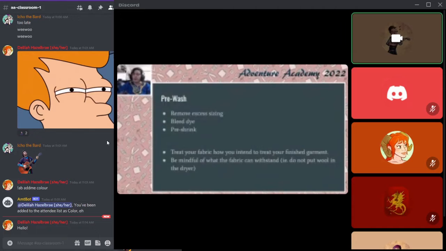Now, final note, when pre-treating or pre-washing your fabric, treat it how you intend to treat your garment. So if you are going to be running your garment through the washing machine and dryer at high temperatures, then that is how you should pre-wash your fabric. If you are only ever going to hand wash it and hang to dry, then that is sufficient for your pre-wash. Just make sure that the fabric you intend to use is able to withstand the treatment you intend to give it. You don't want to end up putting wool in the dryer, for example.